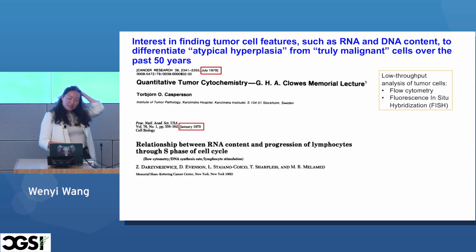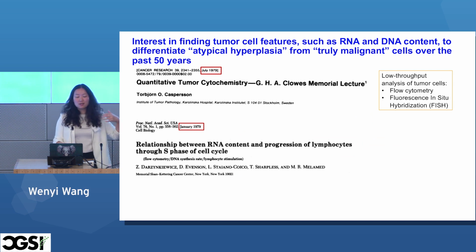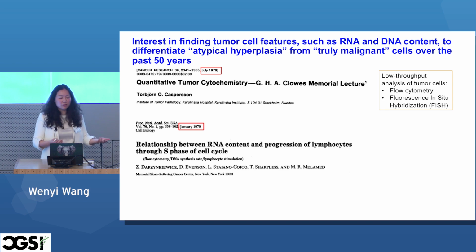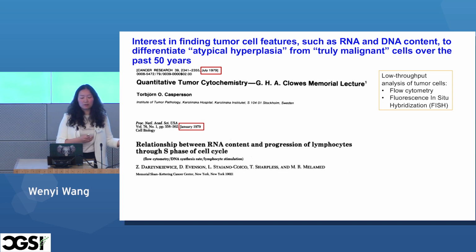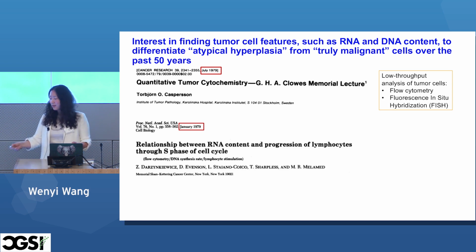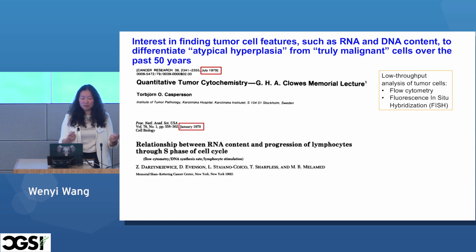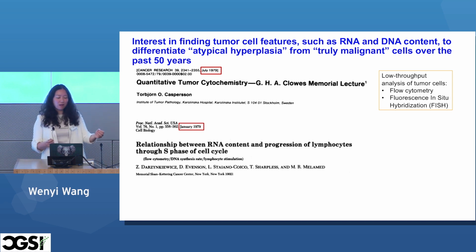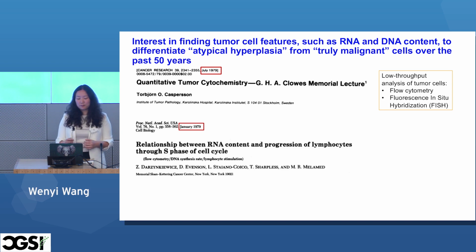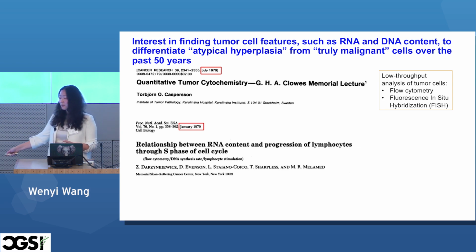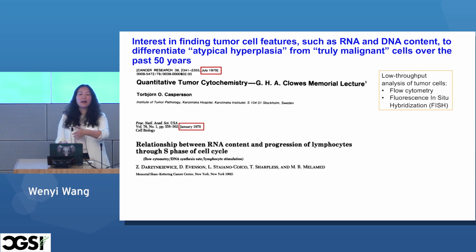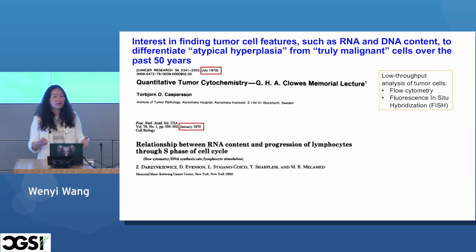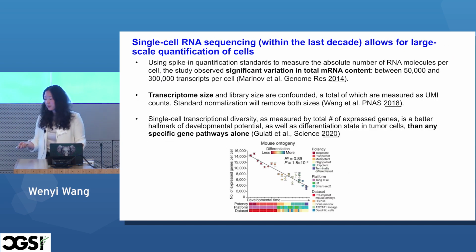So why is this important biologically? Just as with DNA content, where some of you know the ploidy, RNA content has also been of interest over many years, as you see here, 1979, as old as me, and I'm telling you how old I am. It was used to differentiate atypical hyperplasia from truly malignant cells. The main limitation is that in the past, biologists were limited to low-throughput methods, limited by the number of tumor cells or the number of genes they evaluated.